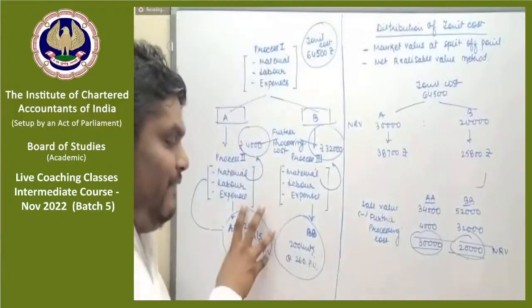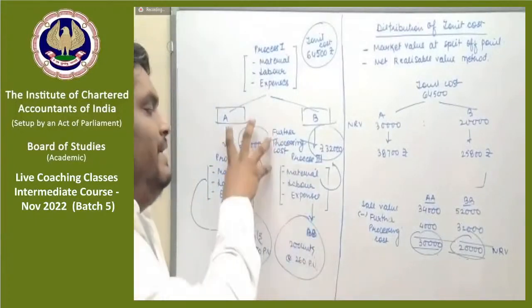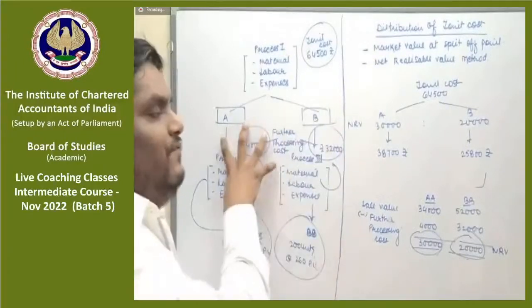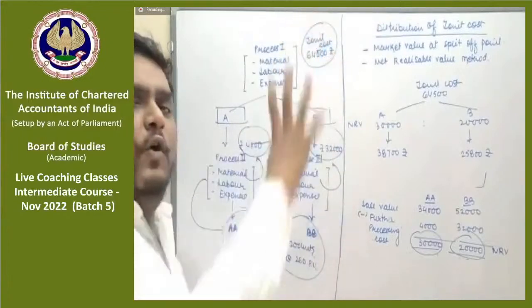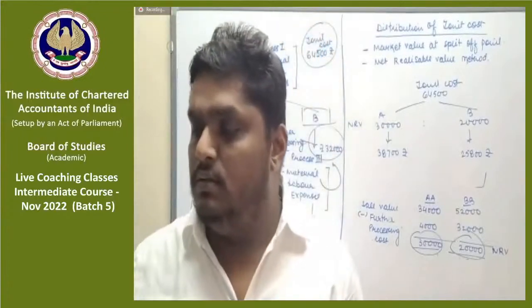This is the market value of double A and double B. These two, 4,000 and 32,000, are the further processing cost, and 64,500 is the joint cost.